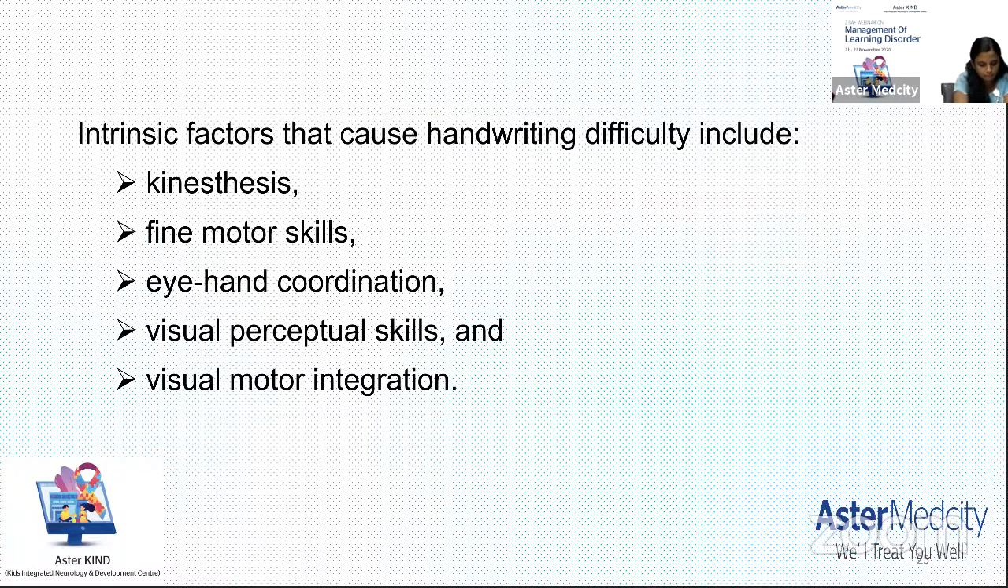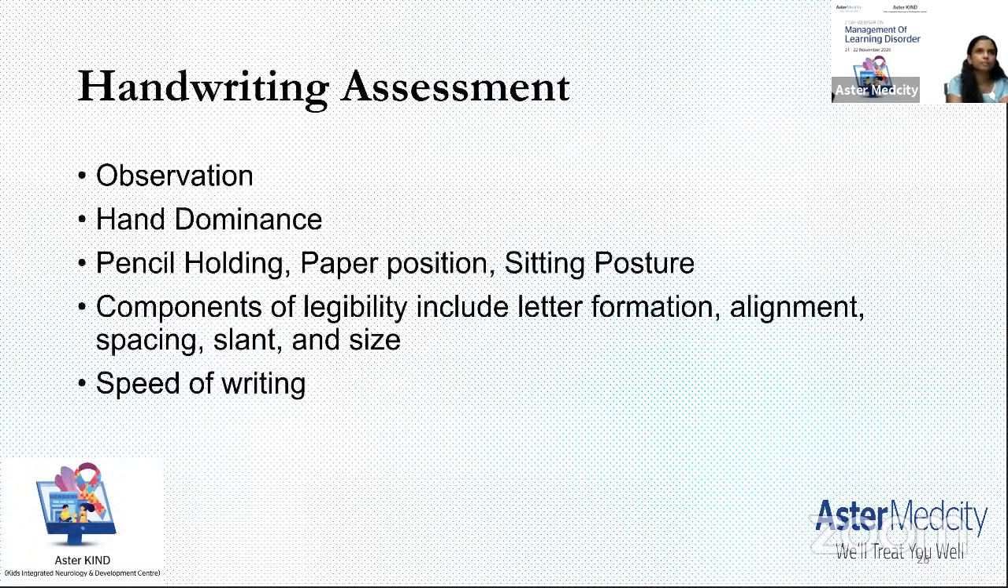Visual motor integration is the ability to incorporate the visual information that we perceive with our motor skills in order to correctly execute the movements of our hands as well as our lower extremities. So, moving on to the occupational therapy assessment of handwriting. First, we'll start with the observation part.